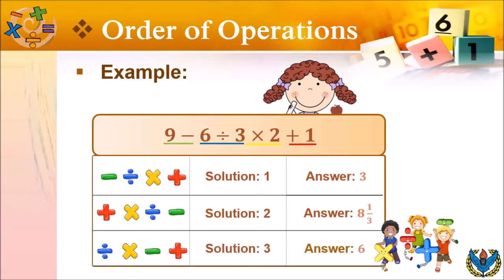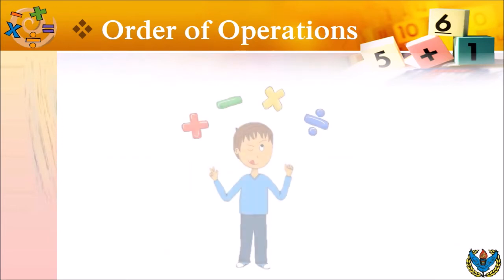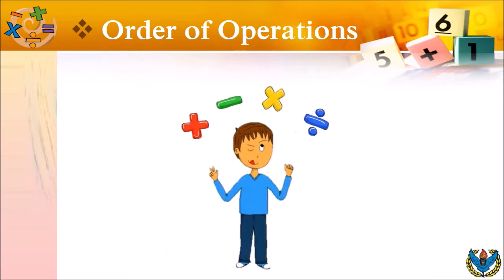You can see that we have solved this question in 3 different ways and got 3 different answers as well. From this we can see how important it is to carry out the 4 operations in correct order.